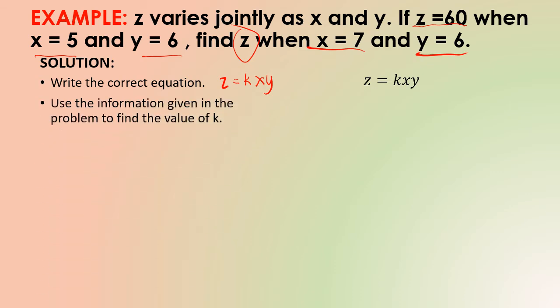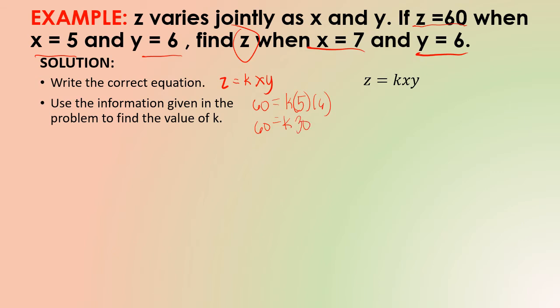So, next step is use the information given in the problem to find the value of k. So, meron naman tayong mga information yung in-underline natin. If z is 60, when k ang hinahanap, x is equal to 5 multiplied by 6. So, 60 is equal to k, 5 times 6, that is 30.